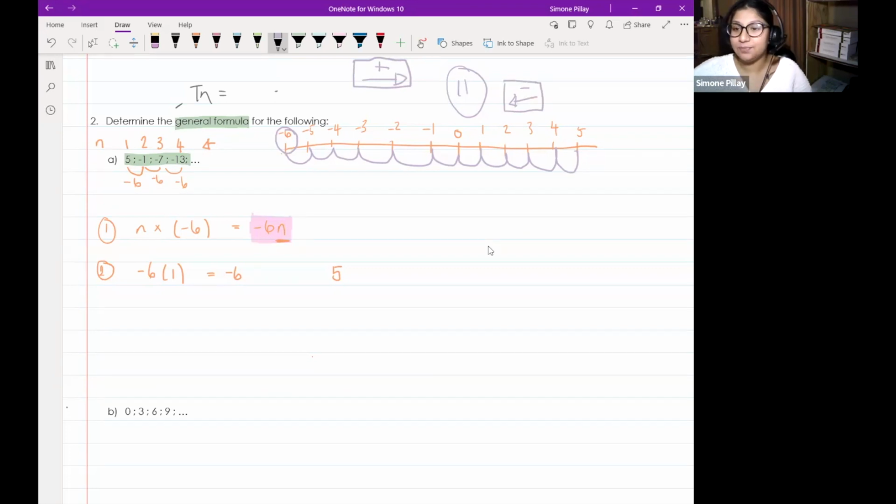Happy? Cool. And so that means to get from -6 to 5, I need to plus 11. And so that means in my formula over here, I want to plus 11 to my formula. And then we can have my formula written out as Tn is equal to -6n plus 11. You happy, Rory-san? Yes. Cool. Thank you for answering that with me.